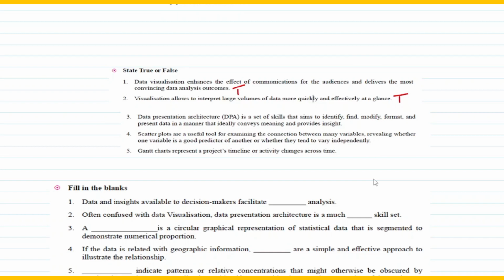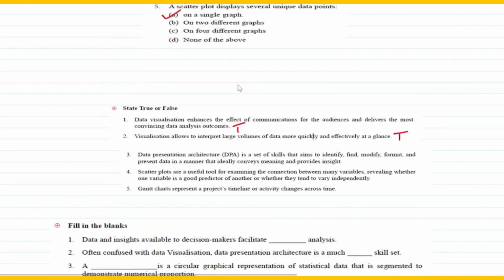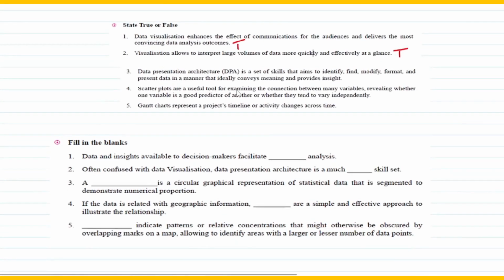Data presentation architecture, right? Okay, what is data presentation architecture? It's not planning, it's presentation. I'm sorry, I made a mistake when I was discussing this DPA. It's data presentation architecture. Okay, it's a set of skills that aims to identify, find, modify, format and present data in a manner that ideally conveys meaning and provides insight. That is true. That's the first definition that we learned when we did 10.3. So again, I'm telling you, if you have not checked that video, please do check that once again.